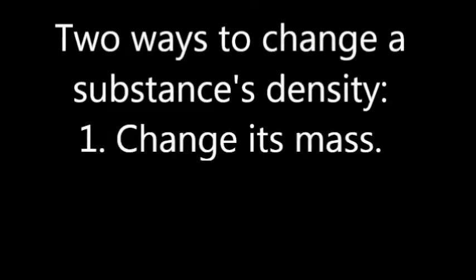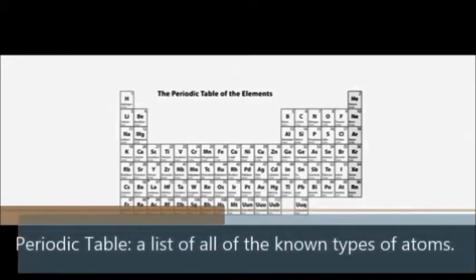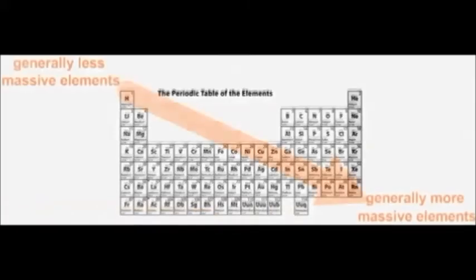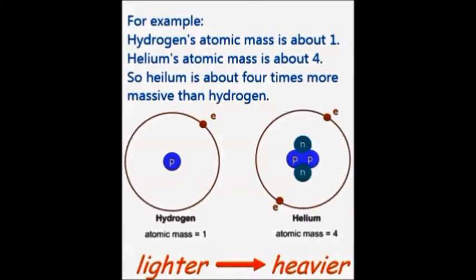There are two ways to change a substance's density. The first is you can change its mass, and the second is you can change its volume. To understand how we can change its mass, we need to know a little bit about the periodic table of elements. This is a list of all of the known types of atoms that there are in the universe. And the basic idea here is as you go from left to right and from top to bottom, you generally increase in mass. So, for example, hydrogen is the first element, and its atomic mass is about 1 atomic mass unit, and helium's atomic mass is about 4 atomic mass units. So helium is about 4 times more massive than hydrogen.